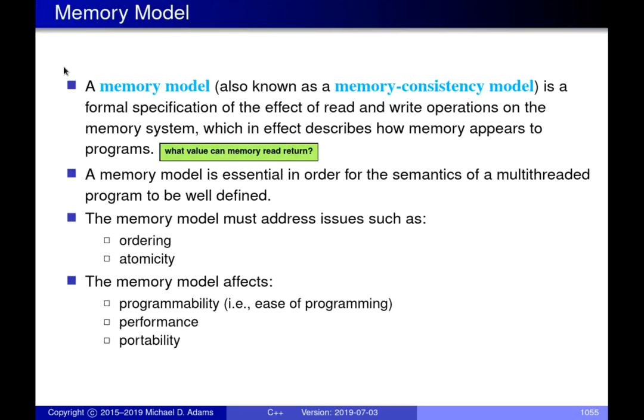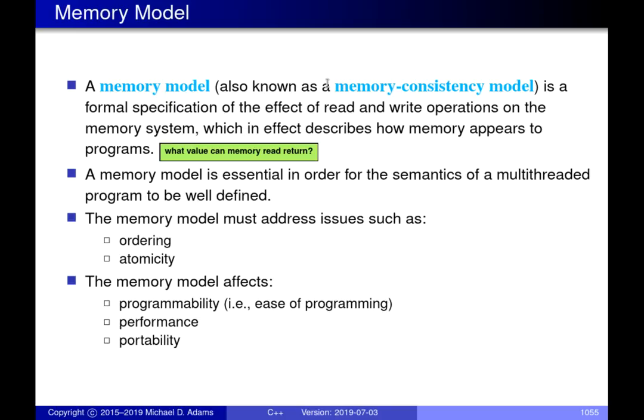The next thing I need to talk about are memory models. Memory models are, in general, important, but when you start talking about concurrent programming, they become even more important. A memory model is sometimes referred to as a memory consistency model. Essentially, it's a description of the interface that's presented by memory to the programmer.